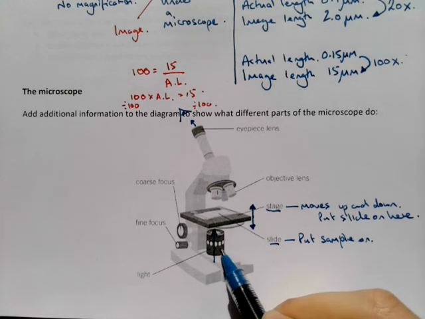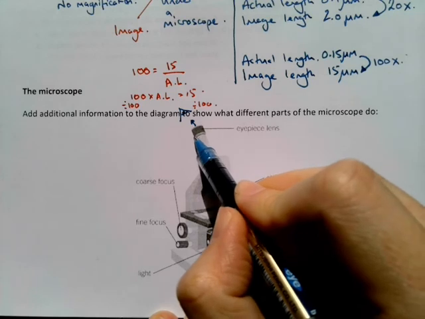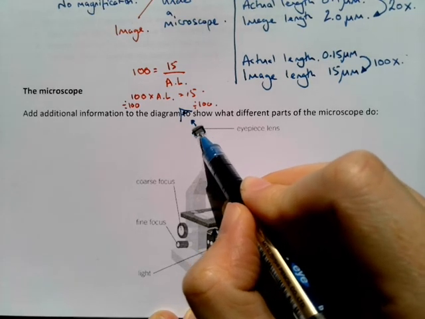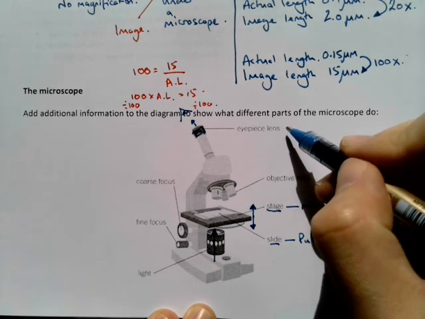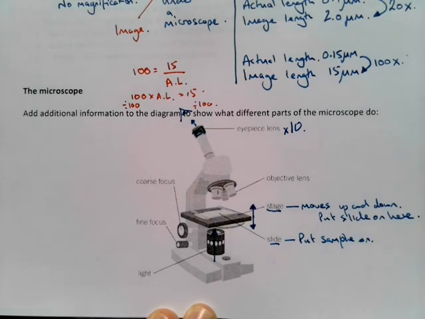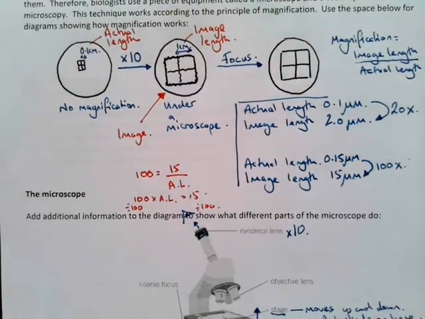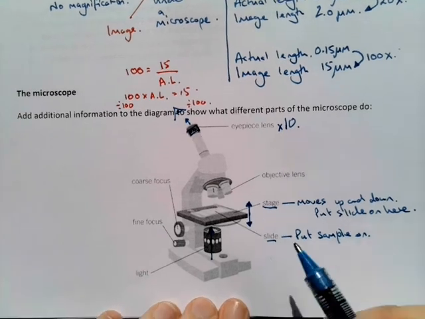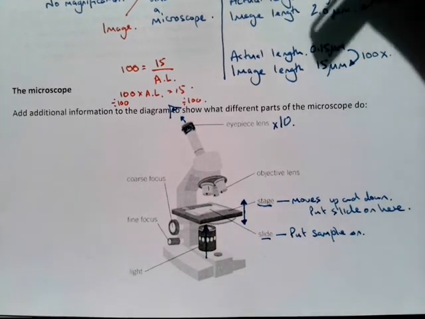Next we have the eyepiece lens. In here, there is a lens, and generally that's going to be a ×10 lens. That's going to make the actual length 10 times bigger into the image length, thinking about what we were talking about up here with the actual length and the image length. That's going to be 10 times. Now, these three here are the objective lenses.